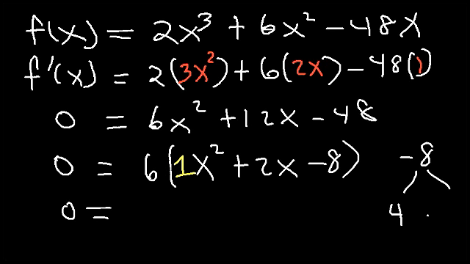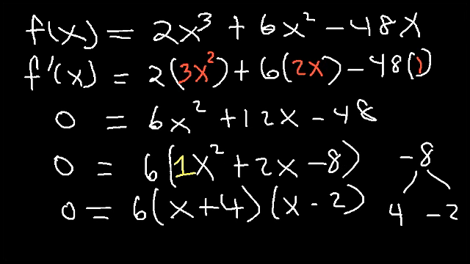So it's going to be 4 and negative 2. 4 times negative 2 is negative 8, but 4 plus negative 2 adds up to positive 2. So therefore, to factor it, it's going to be x plus 4 times x minus 2. So the critical numbers are negative 4 and positive 2.